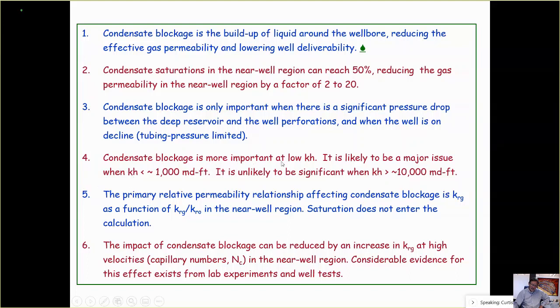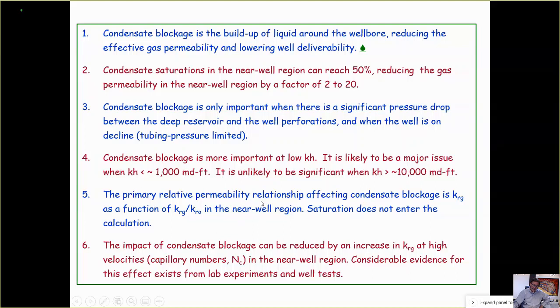Condensate blockage is more important for lower KHs. It is likely to be a major issue when KH is less than 1,000 millidarcy feet, and it's unlikely to be significant for KHs greater than about 10,000 millidarcy feet. That's because the rates that you can get out of a 10,000 millidarcy feet well are going to be constrained by either erosional velocity and or tubing size. So the reservoir pressure drop is going to be small. If it goes from small to not as small, then that's not important.